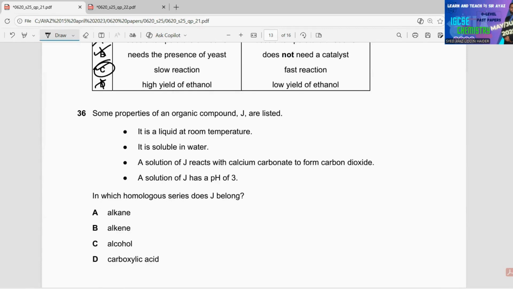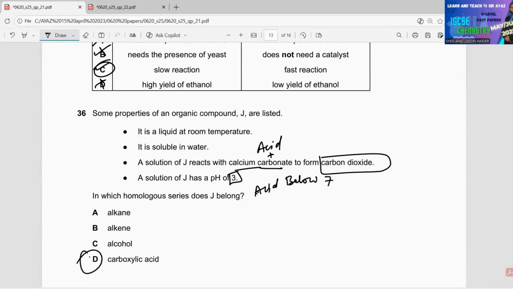Looking at this information, you can say it must be having an acidic group because the acid reacts with metal carbonate to produce carbon dioxide. And the other thing, the pH of 3 also indicates it's below 7, which indicates it's an acid. So it must be carboxylic acid. Other choices are incorrect.